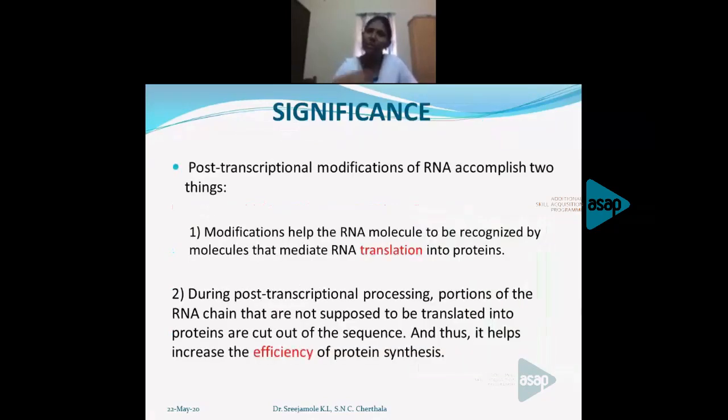So, what is the significance of these post-transcriptional modifications of RNA? The modification of these RNA molecules helps the mRNA to be correctly translated into proteins. These modifications are needed for the pre-mRNA to be properly translated into proteins, so if it is to be mediated to translation, it needs to be processed. These post-transcriptional modifications of mRNA also increase the efficiency of protein synthesis. That is the basic significance of RNA processing.